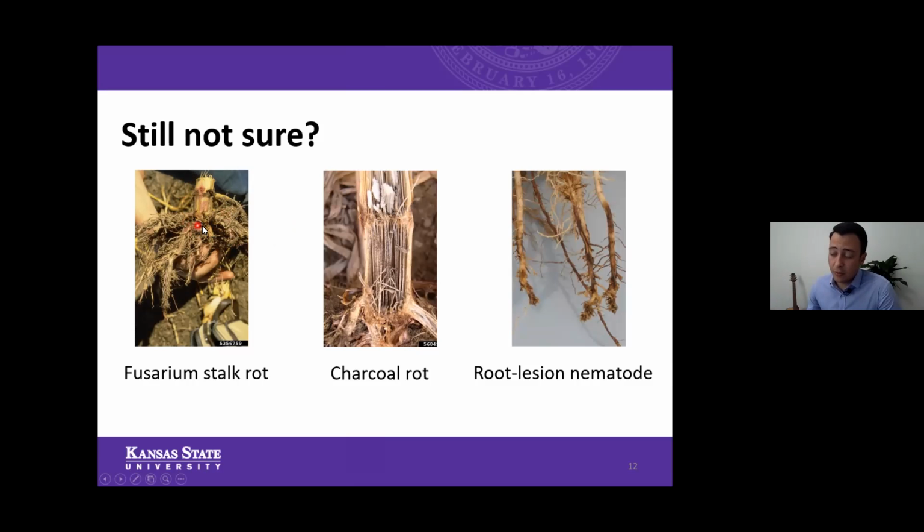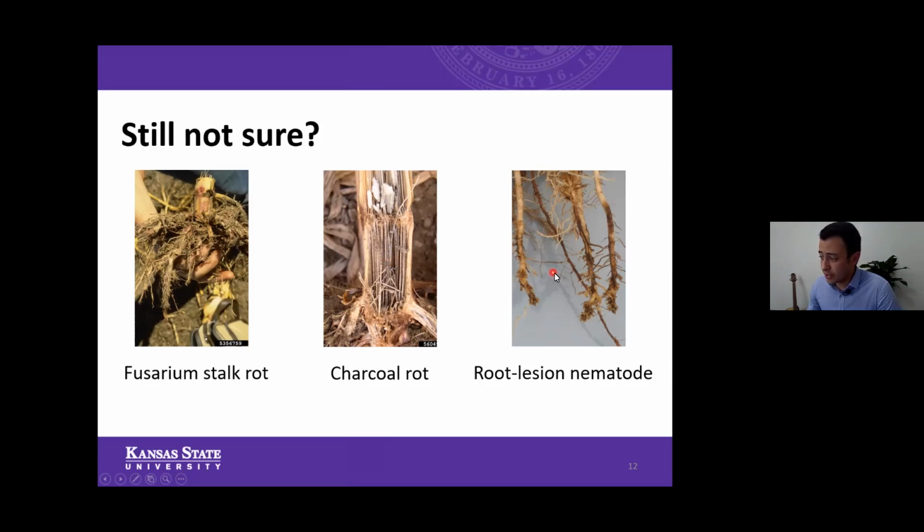Fusarium stalk rot is a disease that we're going to be seeing across the whole growing season. However, late in the season, we'll be able to see more and more of this reddish, purplish coloration in the stem when you split that stem. Charcoal rot, when you split it, you will not see the reddish coloration. What we're going to see is the shredded and black structures, which will survive in the soil.